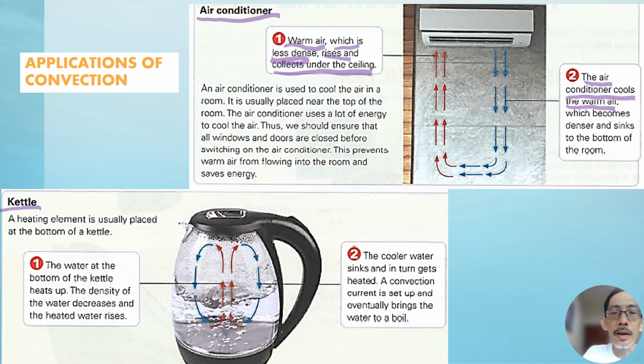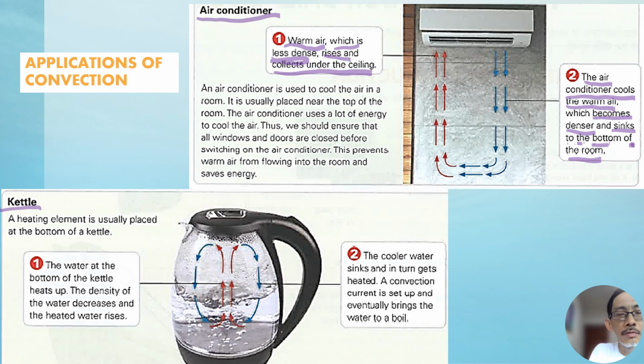Right, that means warm air will be taken in by the air conditioner and then releases the cool air. So what happens? When the air is cooled, it becomes denser, right? And it will sink down to the bottom of the room. If you stand below an aircon, you can feel this air movement, right? The cool air will actually be blown down.